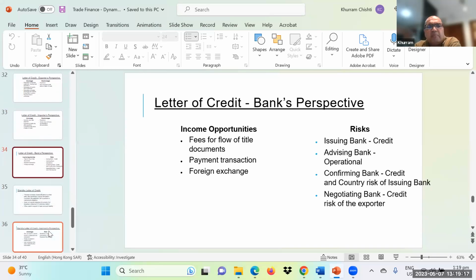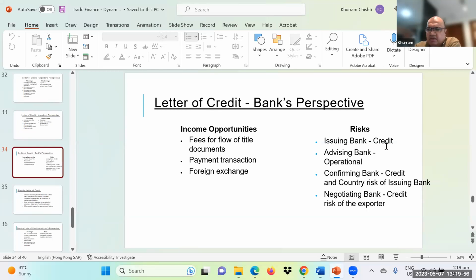Now, how does the bank benefit? What is it for the bank? Now, the income opportunity is free. The bank will earn from the flow of documents, from payment flow, from foreign exchange, similar to documentary collection. When the bank handles the documents, they will charge you fees and commission. If you negotiate, they will charge you their fees. If you accept and they provide you facilities, the bank will charge. For the payment transaction, when transferring money to another country, there's a charge. And foreign exchange, obviously, is in different countries and different currencies, so you will earn from the volatility of the currency.